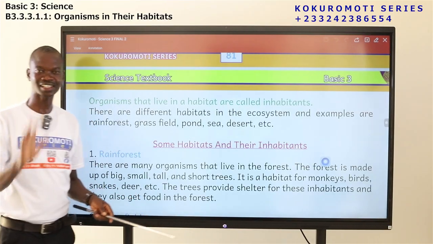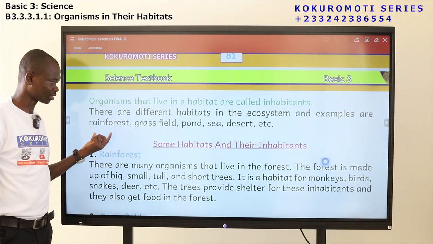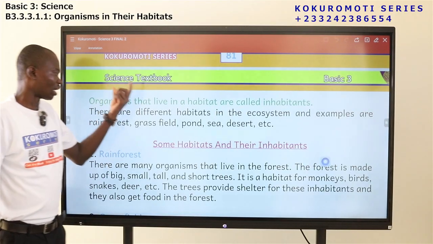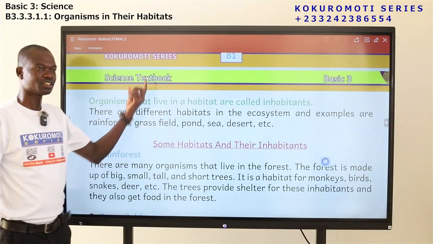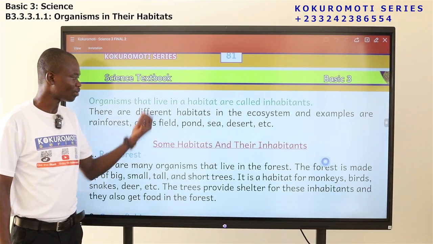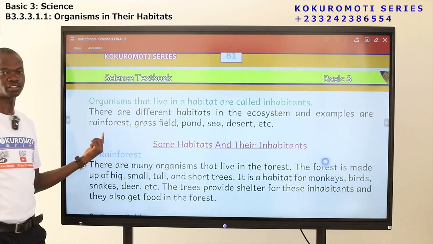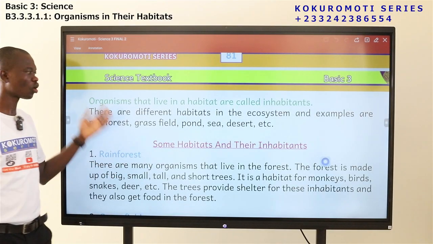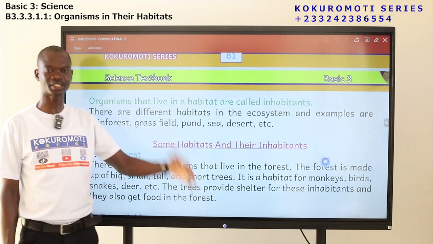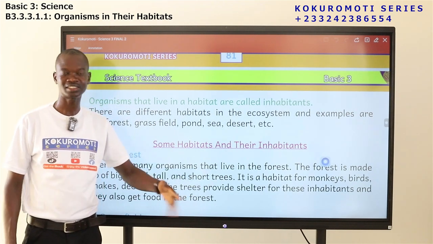And you should also understand that animals or living things that can live in the rainforest, it's not necessary that they can also live in what? Grass field. There are some animals that can live in the pond, but they cannot live in the rainforest. So all habitats have their inhabitants. All habitats have their special what? Inhabitants.